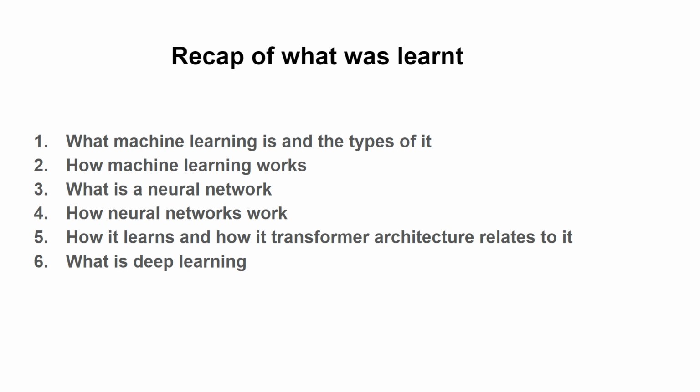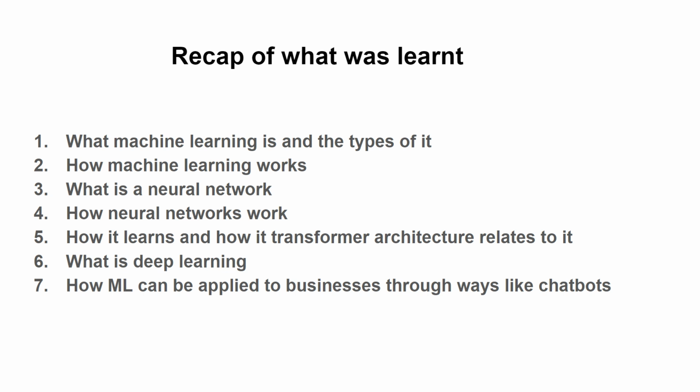We then learned what deep learning is, and we learned that deep learning is a method of teaching AI in a way to make complex decisions, and how the difference between deep learning and machine learning is that deep learning uses multi-layered neural networks, while machine learning typically uses neural networks that have two layers. Then we finally learned about how machine learning can be applied to businesses through ways such as chatbots.